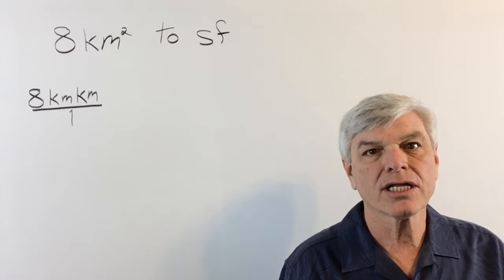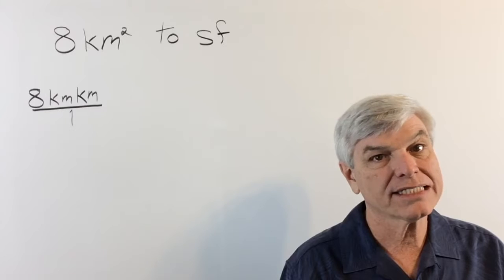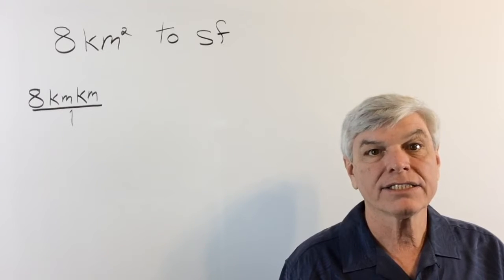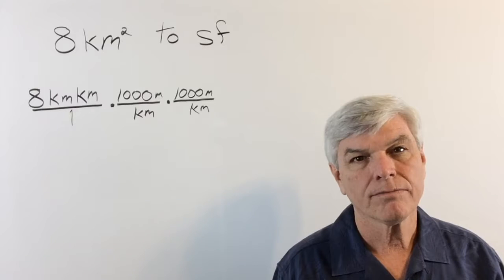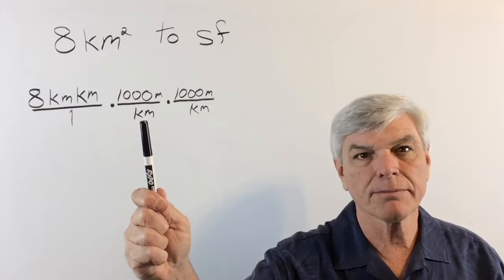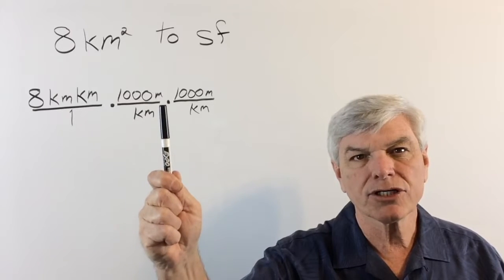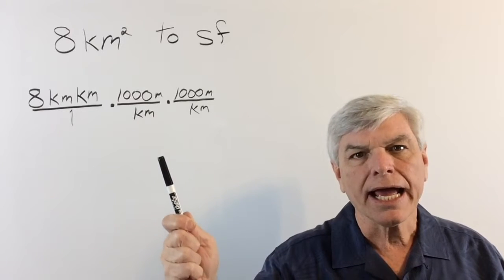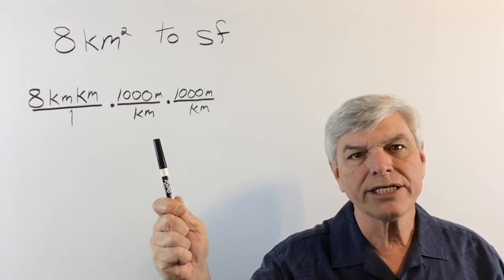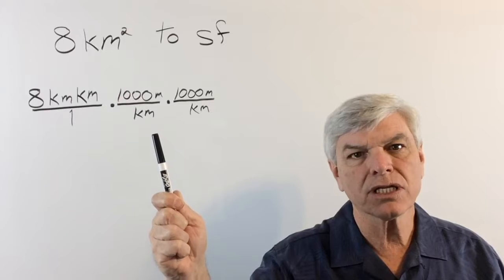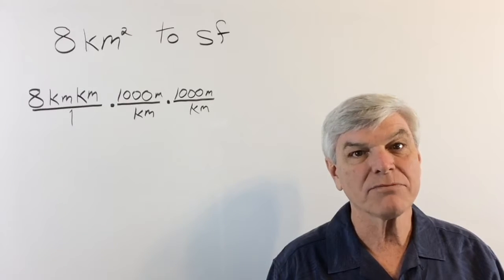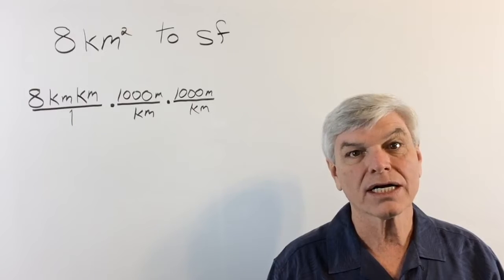Okay, it's 8 kilometer over 1. And remember, it's the kilometers that are squared, not the 8. And let's convert that to meters. We're trying to get rid of our kilometers, so we're going to put kilometers on the bottom. And we're trying to convert to meters, so we're going to put meters on top. And our ratio of meters to kilometers, if you remember, was 1,000 meters equals 1 kilometer.